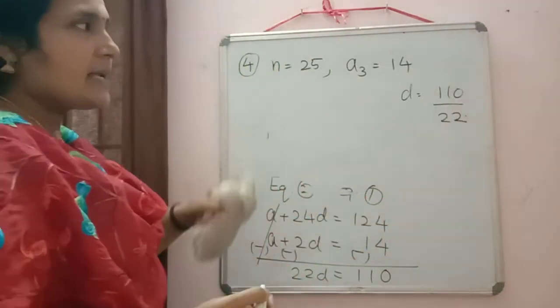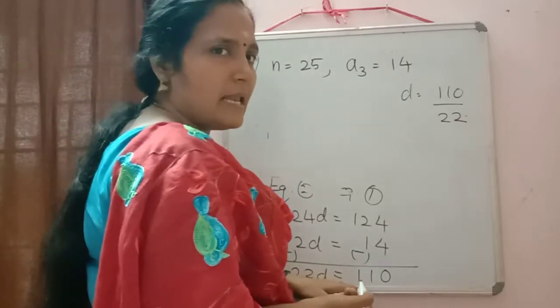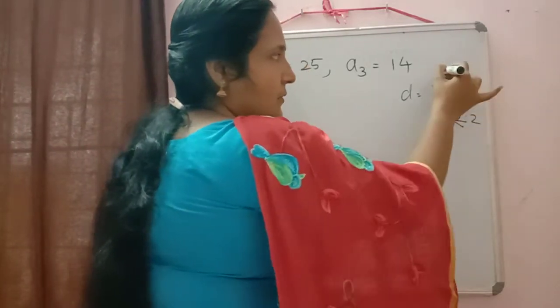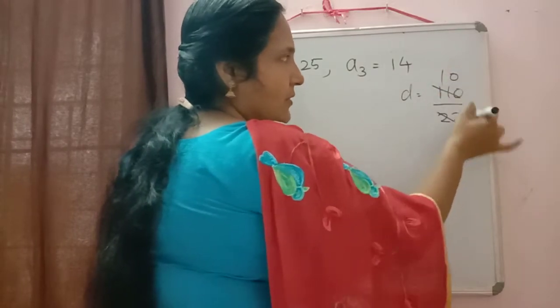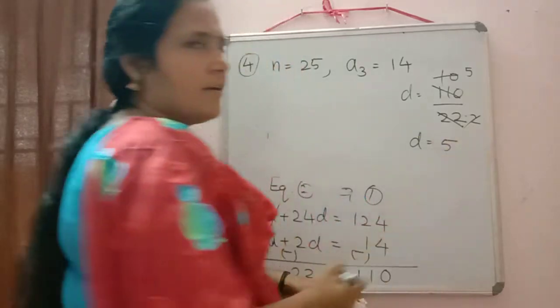If you know the multiplication table of 22, you can cancel. Otherwise, we can cancel it by 11. 11 2s are 22. 11 1s are 11. 0. So we are getting D is equal to 5.